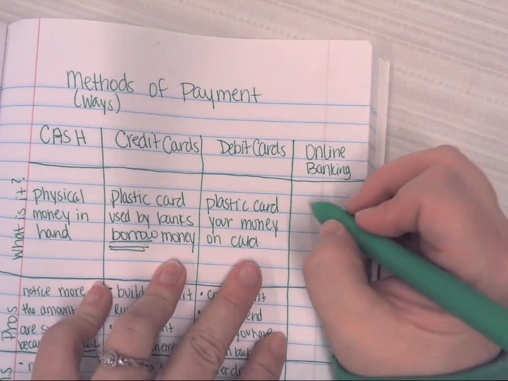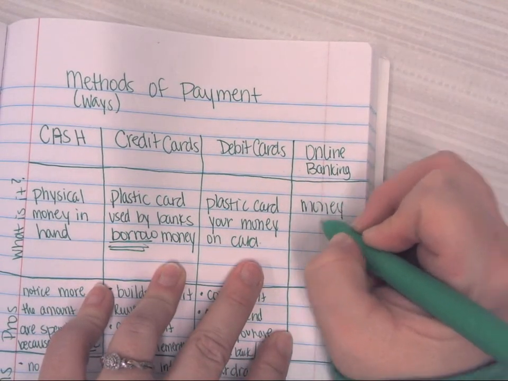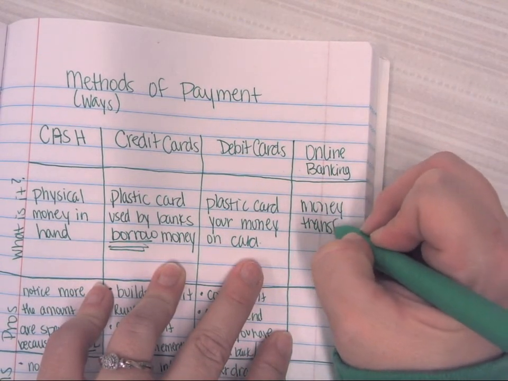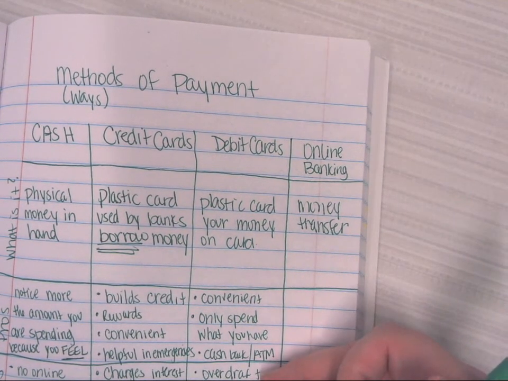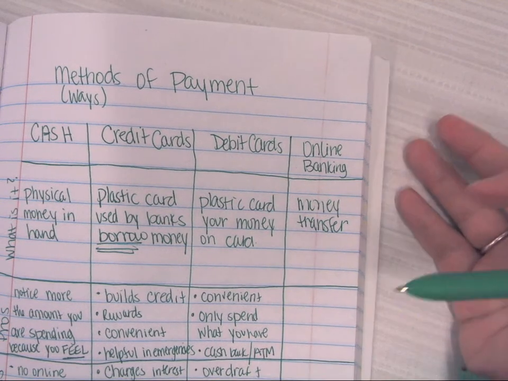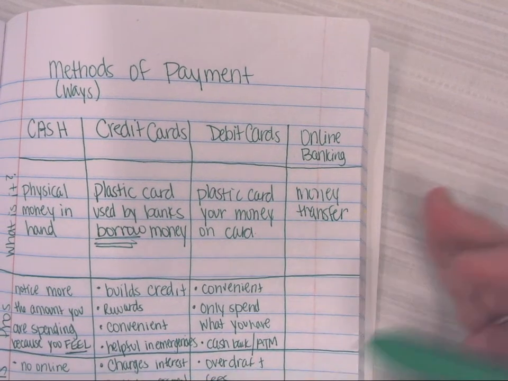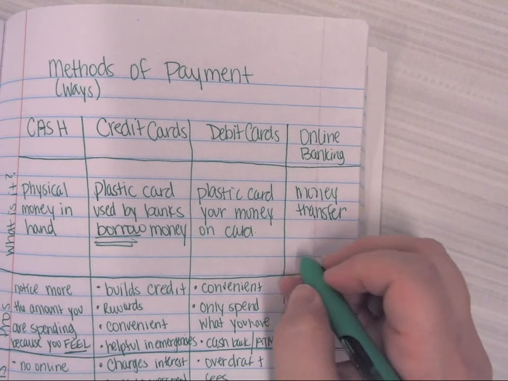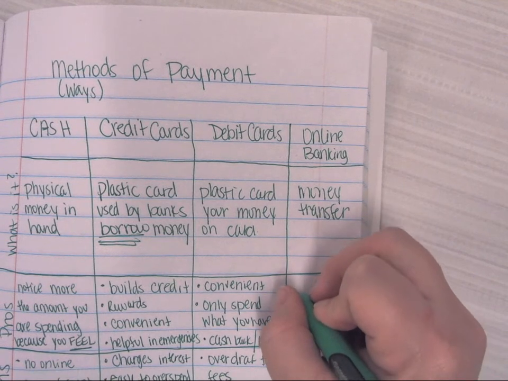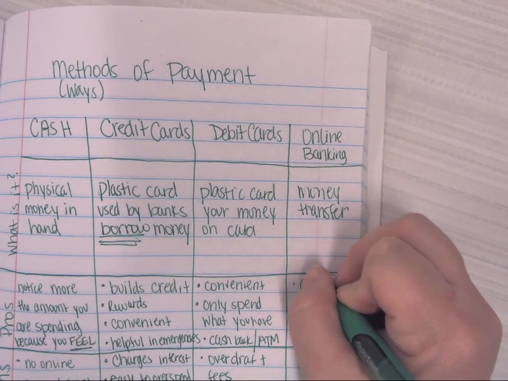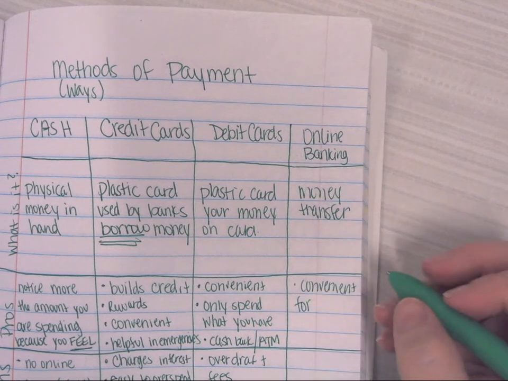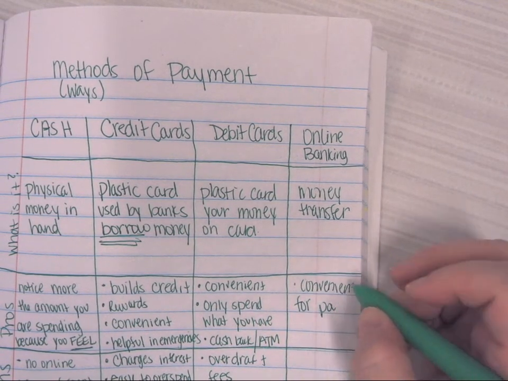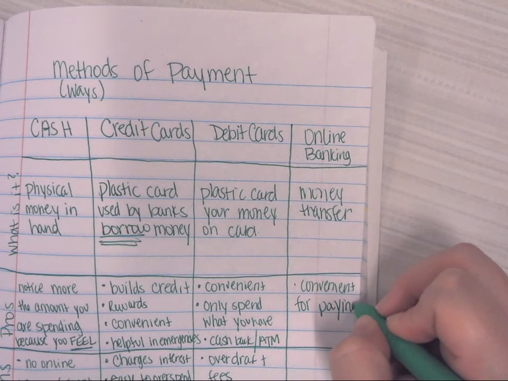Online banking is money transfers. A lot of people will pay their bills, like I pay my water bill and my electric bill and a lot of bills automated through my bank account, just transferring the money there. I give them my account information, they take the money out. Okay? It's convenient for bill pays. I know you don't have to do this all yet, but you need to learn it at some time. So it's convenient for paying bills.